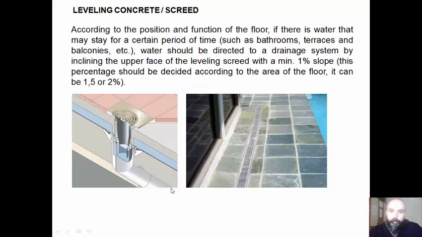According to the position and function of the floor, if there is water that may stay for a certain period of time, such as bathrooms, terraces, and balconies, water should be directed to a drainage system by inclining the upper surface of the leveling screed with a minimum 1% slope. This percentage should be decided according to the area of the floor. It can be 1.5 or 2% as well.